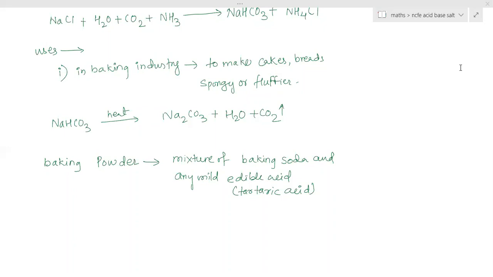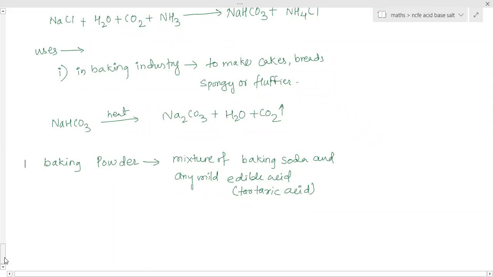Okay, so the question is asked for 3 marks. Name the powder used to make the cake fluffier. Write its ingredients and write the function of each component. The powder which is used to make cakes fluffier or spongier is baking powder. The ingredients or constituents of baking powder are baking soda and any mild edible acid, that is tartaric acid. And then the third part: what are the main functions of those components?